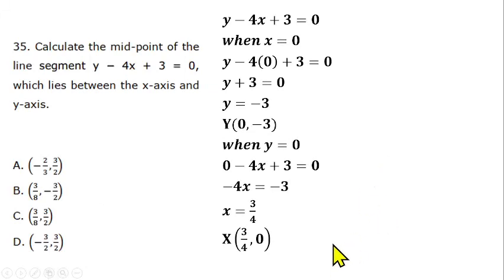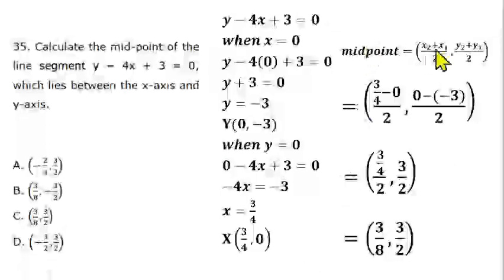So having gotten this, all we have to do is to find the midpoint between these 2 points now. Then we know that midpoint is x1 plus x2 over 2 comma y1 plus y2 over 2 as well. So using these two coordinates, our x2 is 3 over 4 minus x1 is 0 over 2, our y2 is 0 minus y1 is minus 3 over 2. If you simplify that further, you have 3 over 4 over 2, 3 over 2 as well. So if you simplify this one, it will give us 3 over 8 comma 3 over 2, which means that option C is the correct option for question number 35.